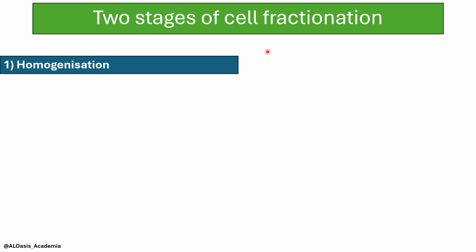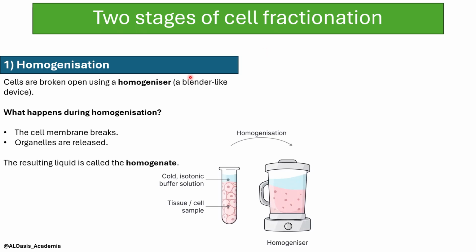After covering the special requirements of the cold isotonic solution, the special solution that we preserve the tissue in, we go to the two stages of cell fractionation. The first stage is homogenization, which is the process during which the cells are broken up using a homogenizer, which is a blender-like device. A homogenizer can be a scalpel, the small knives that are used to cut tissues, or any other type of blade that can cut the cell and allow us to release the organelles.